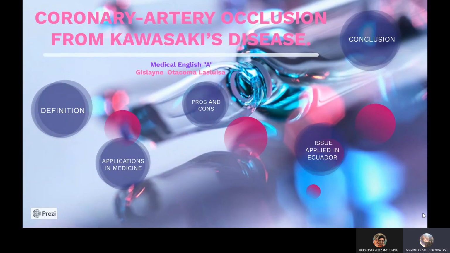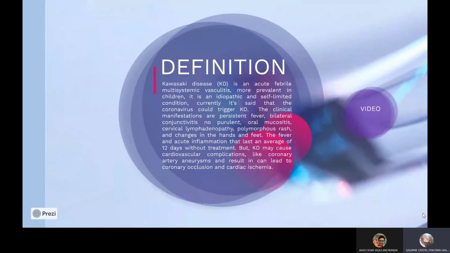Today I'm going to talk about coronary artery occlusion from Kawasaki's disease. Definition: Kawasaki's disease is an acute febrile multisystemic vasculitis, more prevalent in children. It is an idiopathic and self-limited condition. Currently, it is said that the coronavirus could trigger Kawasaki disease.